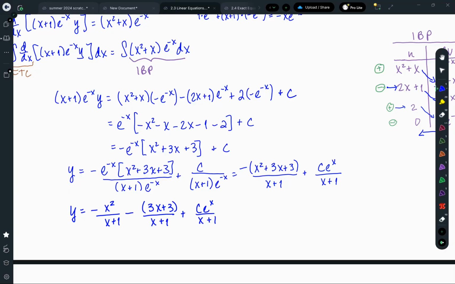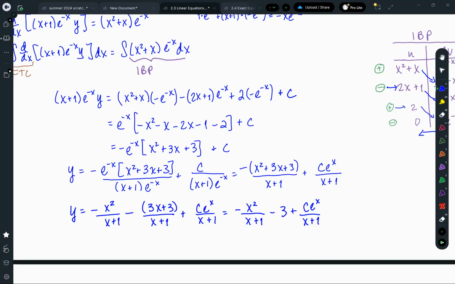The 3x plus 3, a 3 will factor out of there and leave behind an x plus 1. And so that does simplify. We end up with a minus x squared over an x plus 1. That second fraction reduces to just minus 3, plus a c e to the x over an x plus 1. And so there were no hidden transient terms, but now I know for certain.